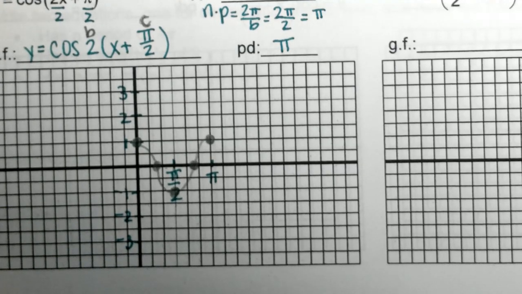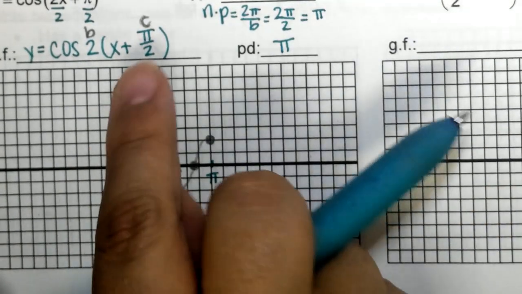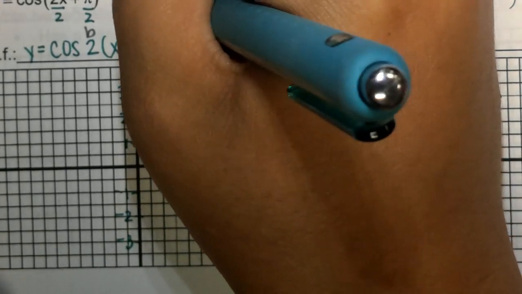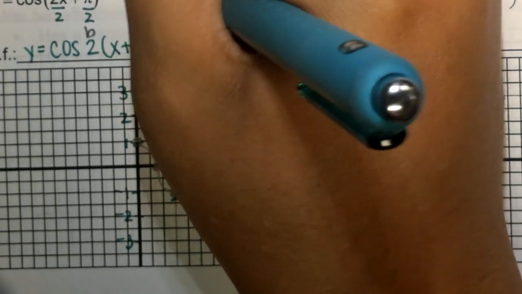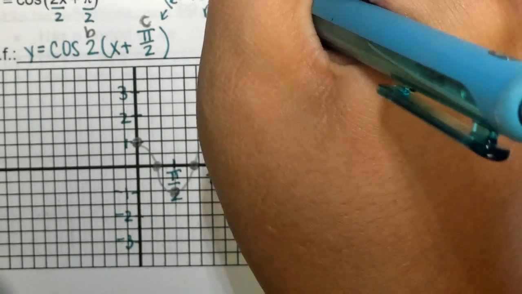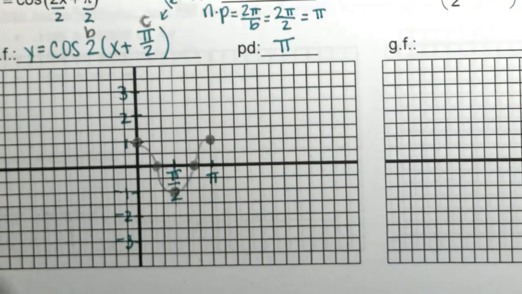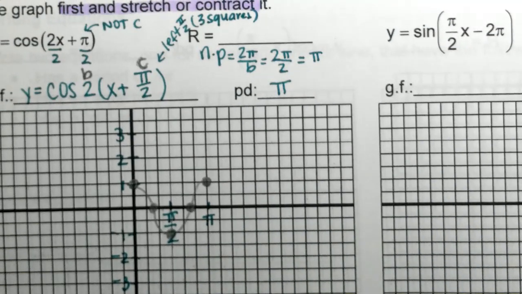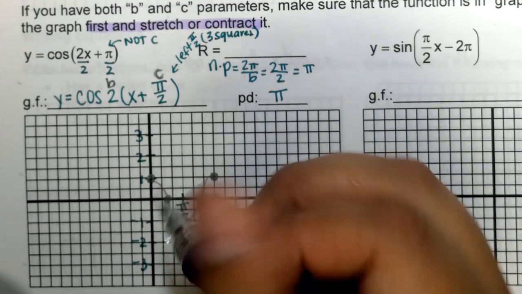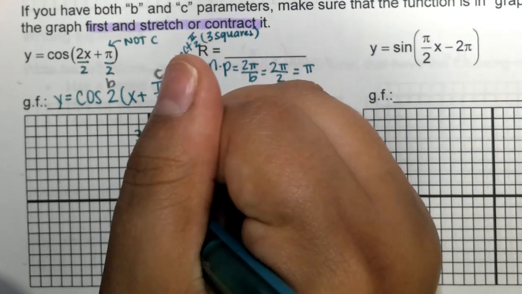Is this my answer? No. Why not? I still have to shift. It's plus pi over 2. What's that? That's left pi over 2, which is 3 squares. I'm going to go left 3 squares. Oh, I wrote that down. Sorry. I know there's not a lot of room here. So I'm going to take every point and go 1, 2, 3.